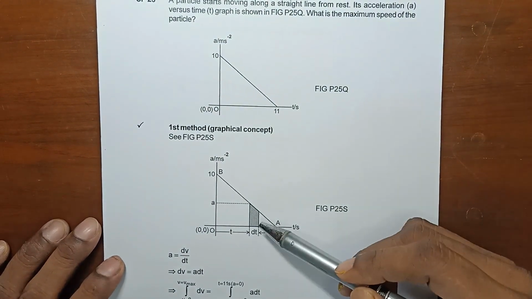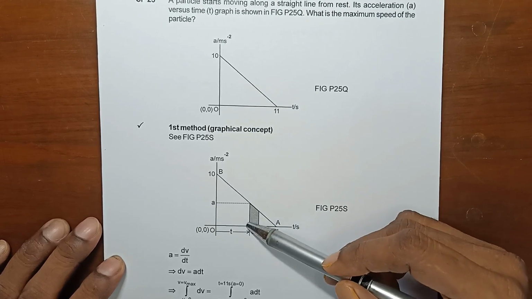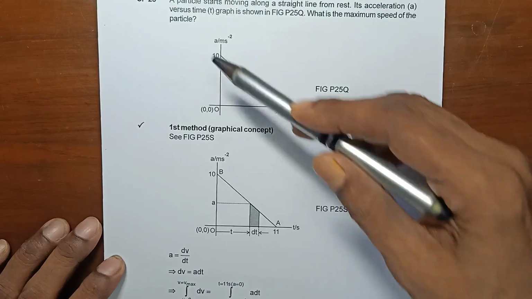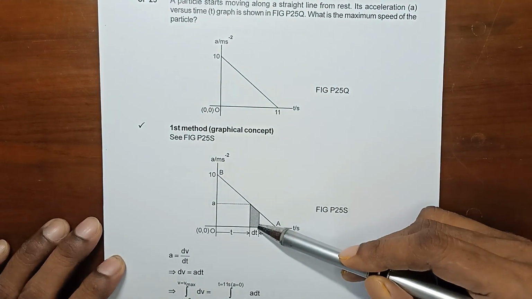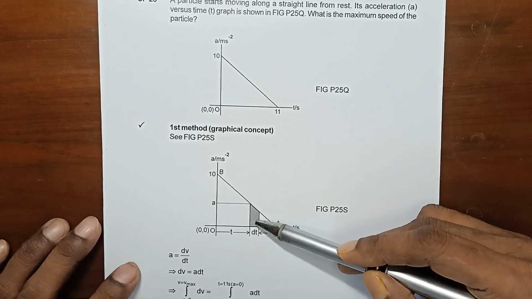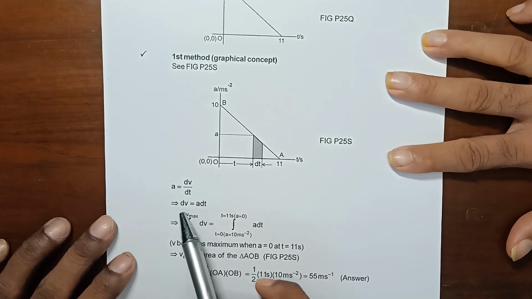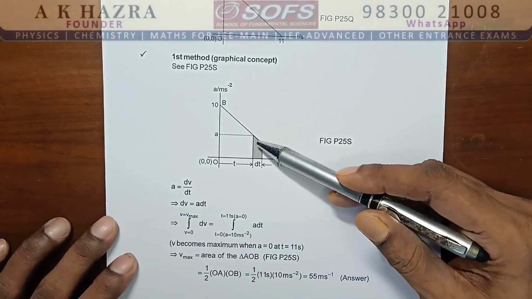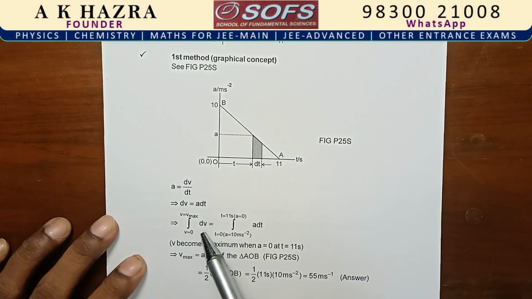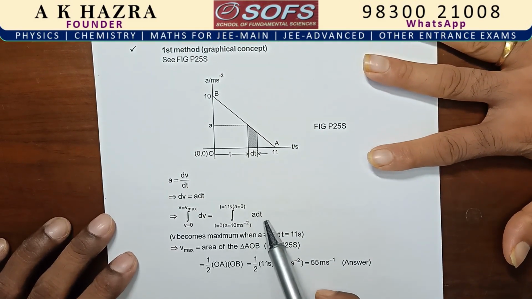Already explained, you see, if we consider the deep shaded strip, this is the height of the strip, called acceleration a, and dt is the width of the strip. So a dt is the area of this strip. We have a equal to dv by dt, so dv is equal to a dt. a dt is the area of the deep shaded strip. So if we integrate dv, integrate dv is equal to integrate a dt.